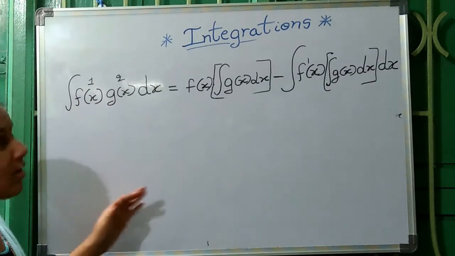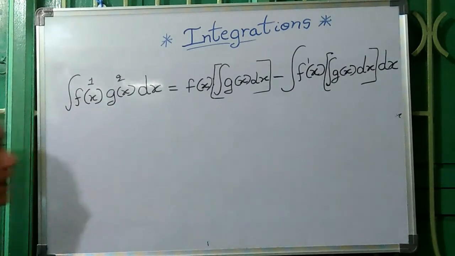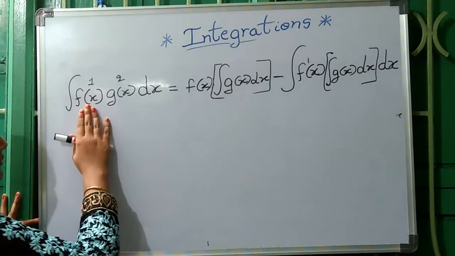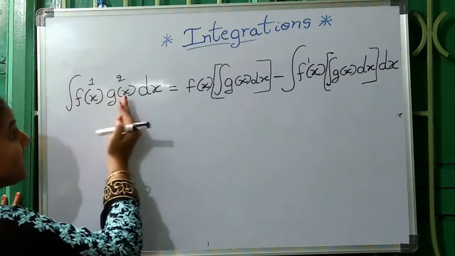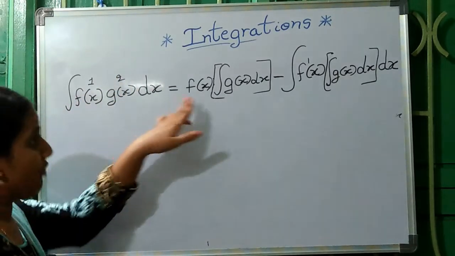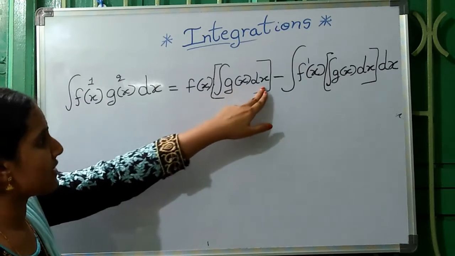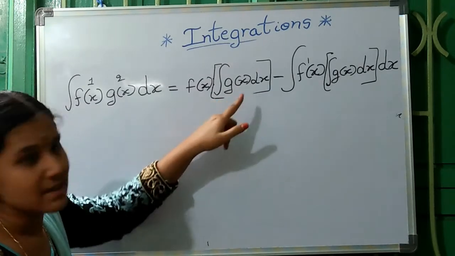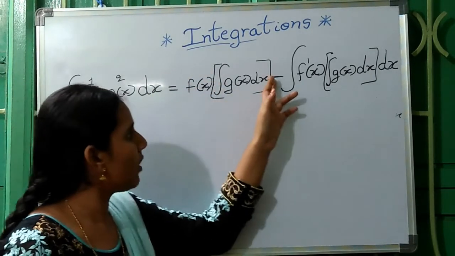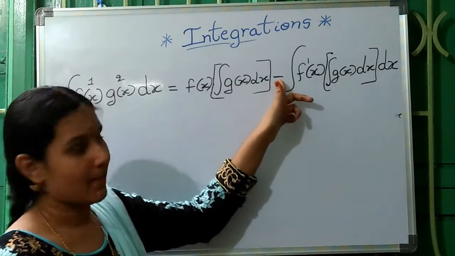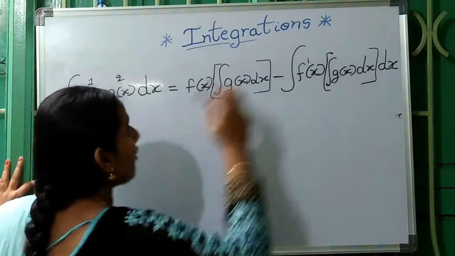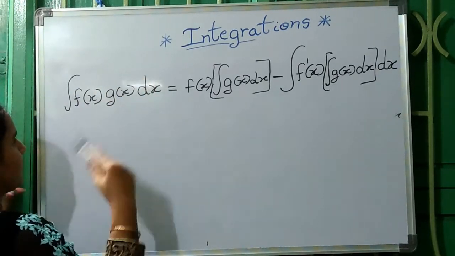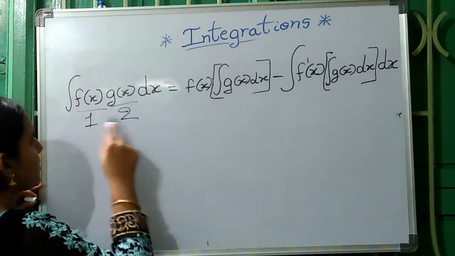Then the method of integration is according to this formula. You must remember this formula to integrate functions like this. First f of x is taken out, then we integrate the second priority function: f of x into integral g of x dx. After this value we must place a minus sign, and then integral of the differentiation of the first function. This is the first function, this is the second function.